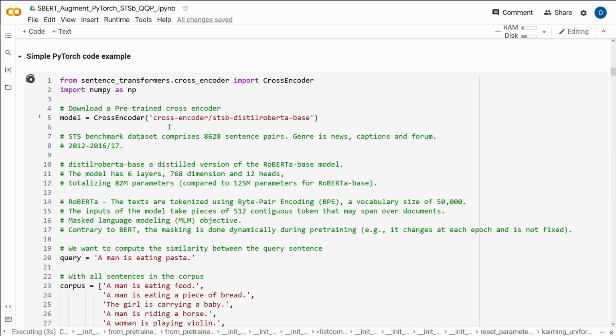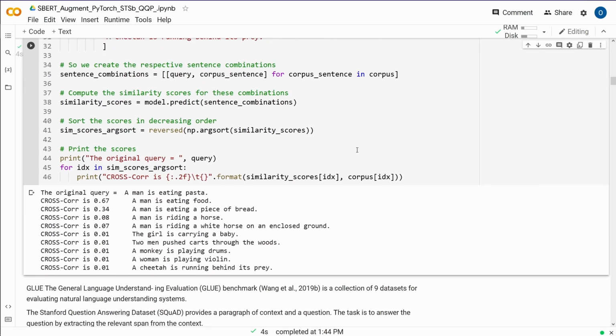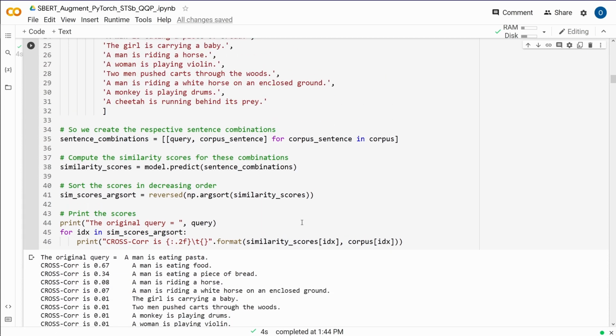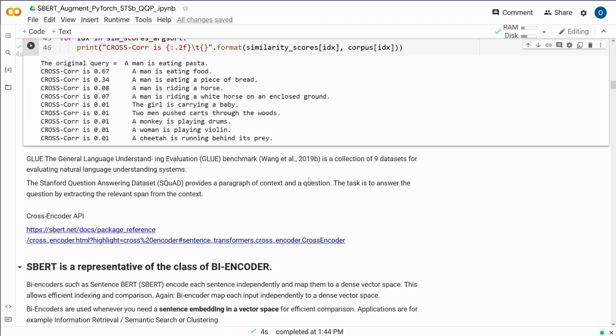So first is download the model from HuggingFace. Done. And then we have the query, a man is eating pasta, and then we have the cross-correlation from our cross-encoder. And we have here a numerical value, and it is sorted. So the highest numerical score, with 0.67, is a man is eating food, the best correlation to the query, a man is eating pasta. Beautiful. And then we have 0.34, a man is eating a piece of bread. And then we have all the other things, 0.0 something. So beautifully, this is good. This looks like it's working great.